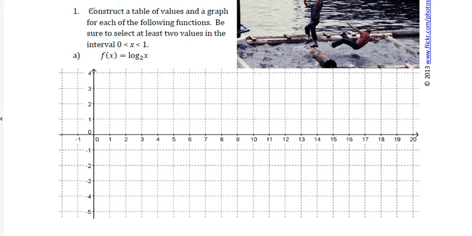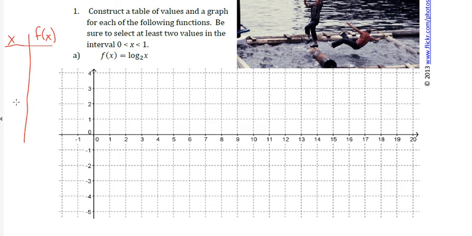So first thing we're going to do is graph some very simple logarithms. It says to construct a table of values and a graph for each of the following functions. Be sure to select at least two values in the interval 0 to 1. So we need a couple fractions. All right, so we're going to have x and f of x.